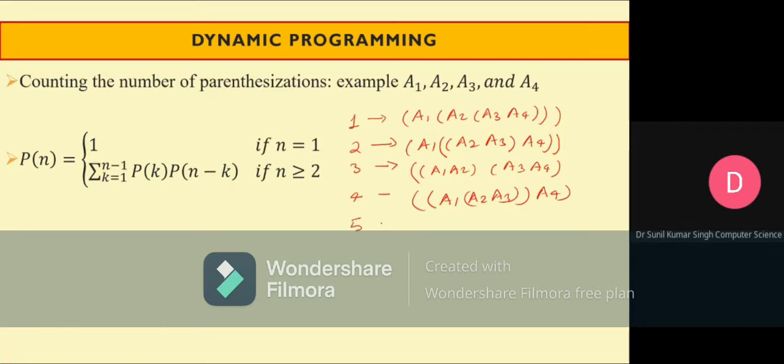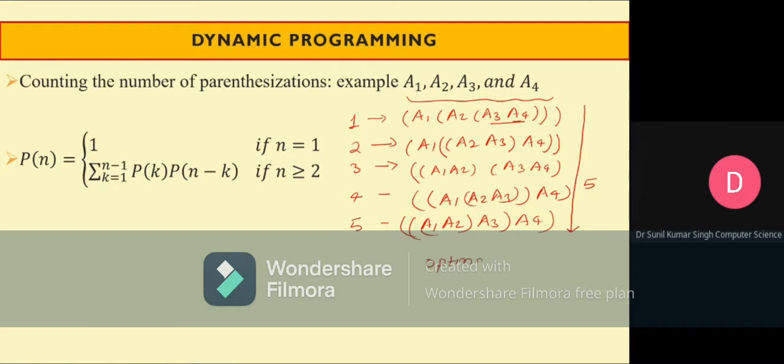Now the fifth one, this is going to be the last one, because here we have taken A3, A4. Now we are going to take A1, A2, and then it will be multiplied with A3, and then it will be multiplied with A4. So these are the five parenthesizations when we are having four matrices, and we don't know which one is going to give the optimal number of multiplications.